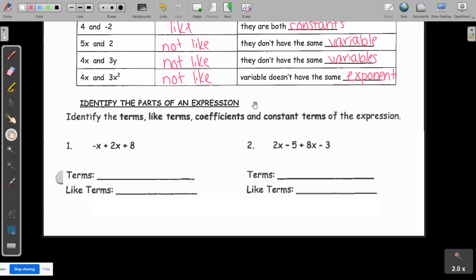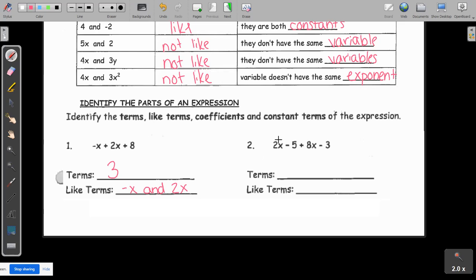Okay, so let's look at these. How many terms do we have here? Remember, terms are separated by addition or subtraction. So we have 1, 2, 3. We have 3 terms. And what are our like terms here? Our like terms are going to be the ones with our x. So we have a negative x and 2x.